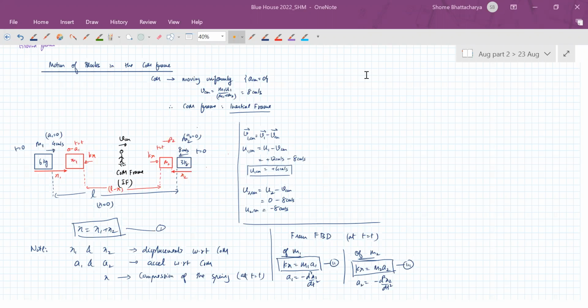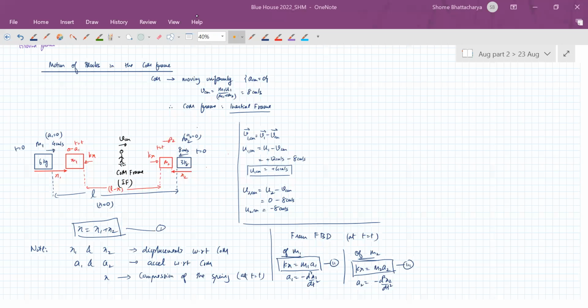Okay, so Jagannath, if you're finished with this part, then we'll come to the relationship between X, X1, and X2 once more, so that we can get the equation of SHM. Okay, so hope this part is clear.